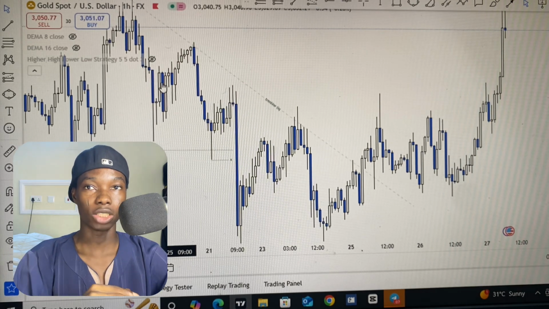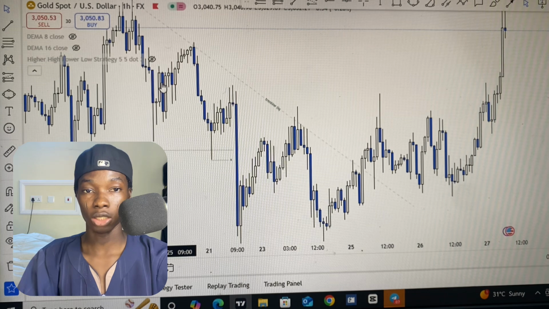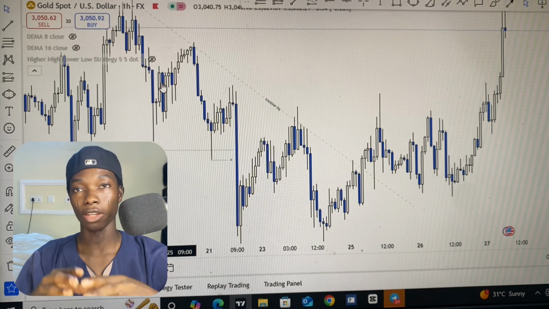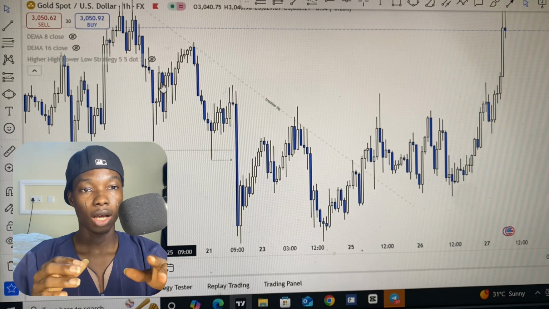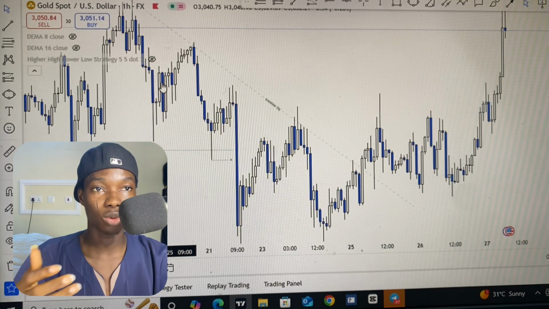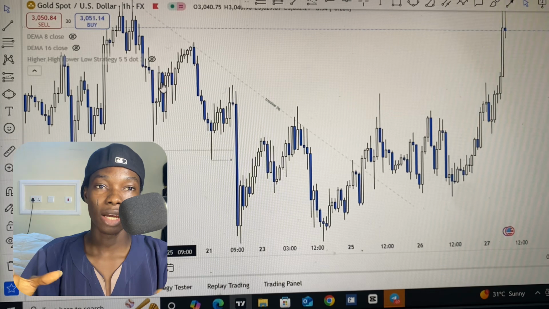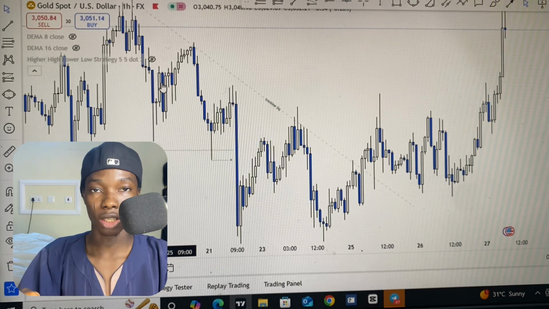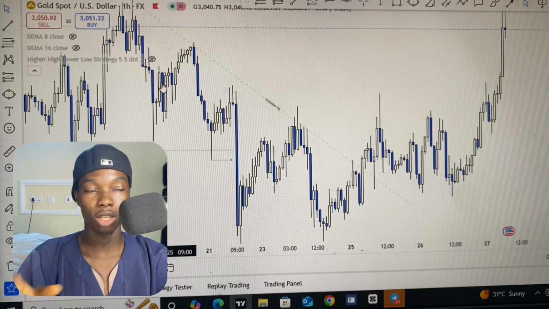So this is how I actually trade. I'm just explaining how I normally take my setup. I'm not trying to preach to you that you don't have to use the higher time frame or something. I'm just explaining how I am able to get into this trade. So let's get back to it.